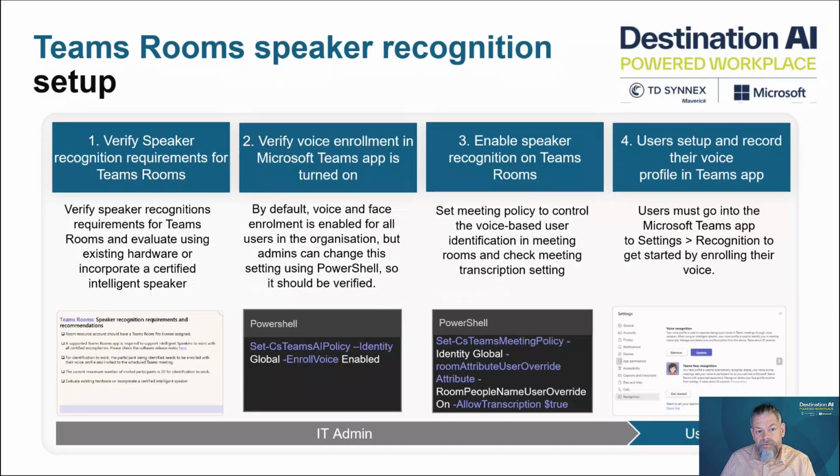So we're looking at the rooms themselves. We want to verify that the room's equipment is running the way we want it to, that we have the rooms and the right configuration of the physical endpoints. We need to verify that voice enrollment is turned on for Teams itself, so that people can utilize that technology. We enable speaker recognition on the Teams rooms, the actual profile of the room that's being used. And lastly, the users need to record their voice inside the profile, and users must go into Teams and set up this configuration.